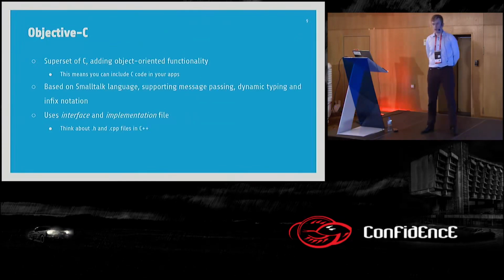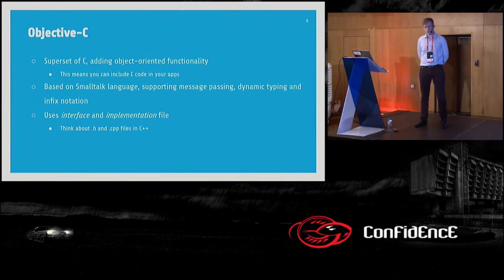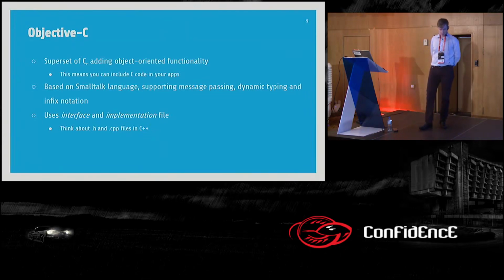Good. Now, Objective-C. A couple of words about Objective-C. It's an object-oriented language, basically a superset of C, which means that you can use an Objective-C compiler to compile C applications, and you can embed C code in your applications as well. It has a couple of interesting features, and we'll see a few details in an example.